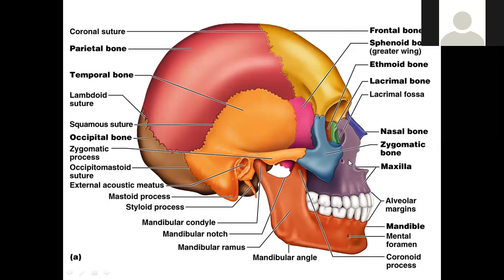The sharpness of the nose is contributed by the nasal bone. Now in the maxilla, this particular area is called the alveolar margin, where we have the sockets for the teeth. This is the mandible. Here also we have alveolar processes.